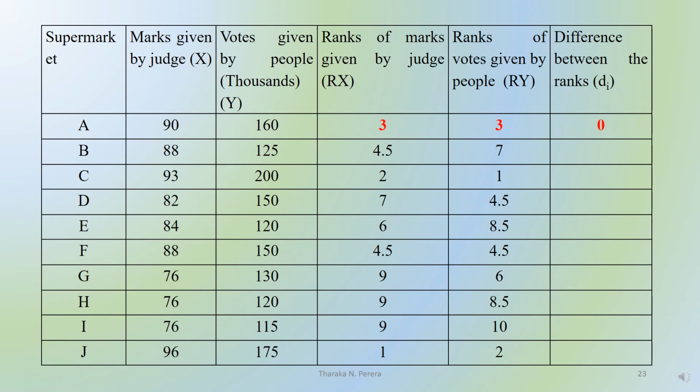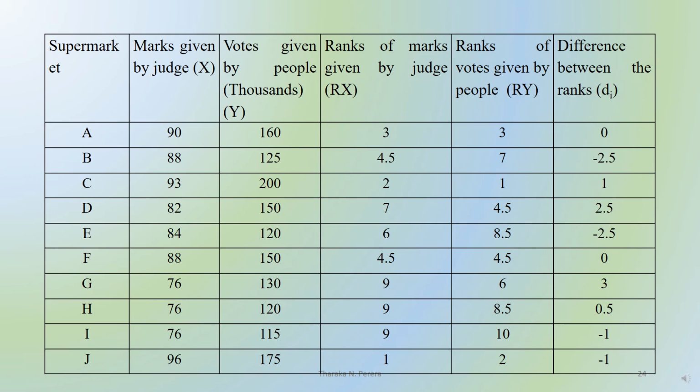The difference between the 2 ranks related to supermarket A can be calculated by 3 minus 3 equals 0. For supermarket B, 4.5 minus 7 equals minus 2.5. Likewise, we can complete the column which indicates the difference between the 2 ranks.